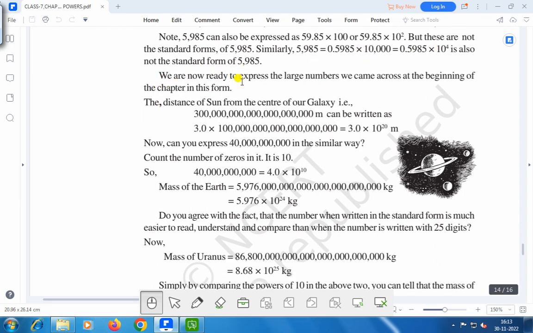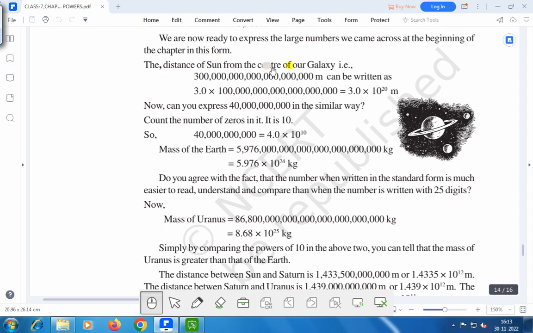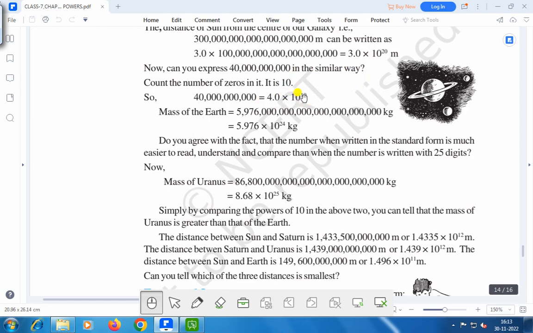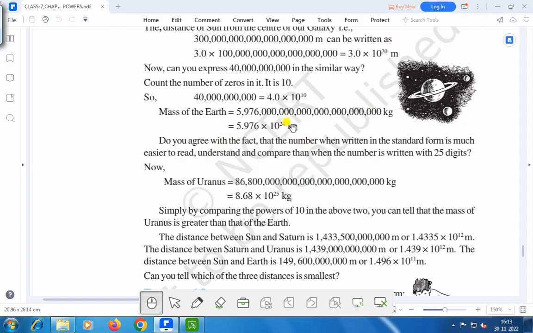We are now ready to express the large numbers we came across at the beginning of the chapter in this form. The distance of the Sun from the center of our galaxy can be written as 3.0 into 10 to the power 20 meter. Now we can express the number of stars in a similar way, and it can be written as 4 into 10 to the power 10. Mass of Earth, this one, right? It can be written as 5.976 into 10 to the power 24 kg.